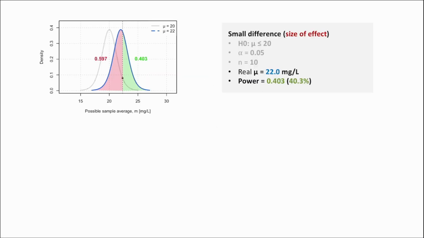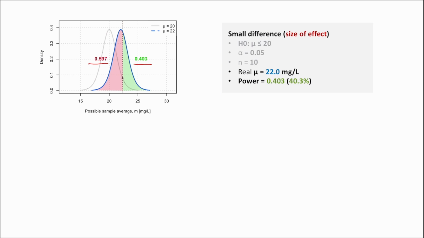So case number one. This is the situation that we started with, but now I also computed the areas. You can see that this is the power, and this is the chance to make a type 2 error. That means that if you repeat this many, many times, 60% of the experiments will end up with a wrong decision. So we will say, no, the lake is not contaminated, although it is. So the power is 40%. The chance that we will see the contamination is 40%.